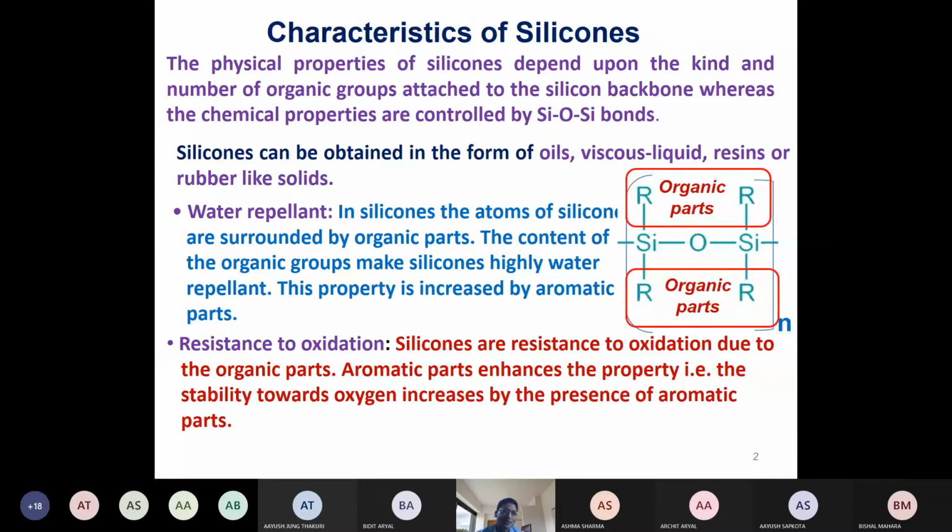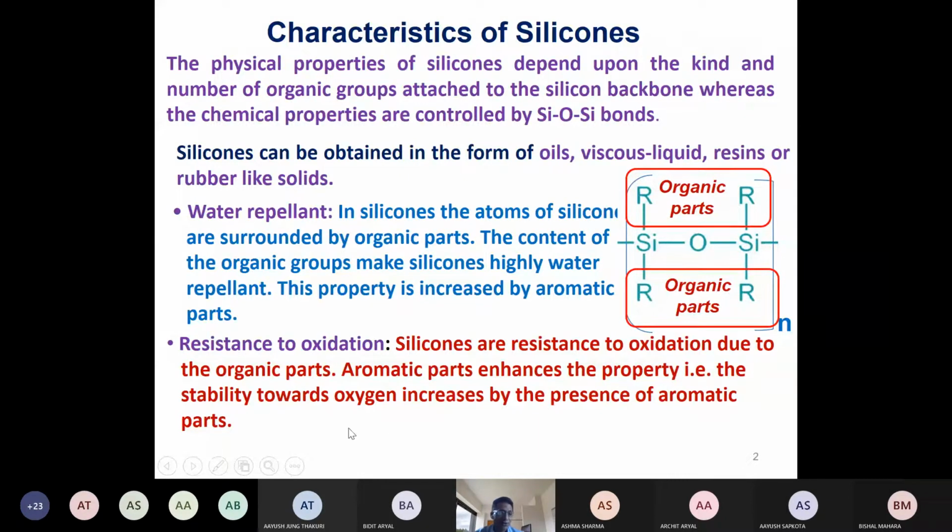First, silicones are water repellent, meaning they are not soluble in water. Why? In silicone, the silicon atoms are surrounded by organic parts. These organic parts make silicone insoluble in water. The content of organic groups makes silicone highly water repellent. This property is increased by an aromatic part. If the R group is aromatic, then the water repellent property is even more. The R groups surround the silicon atom in silicone. So these R groups or organic parts are responsible for making silicone insoluble in water.